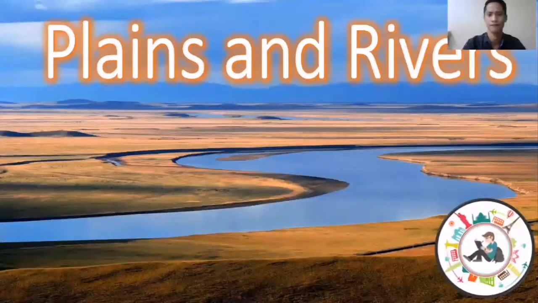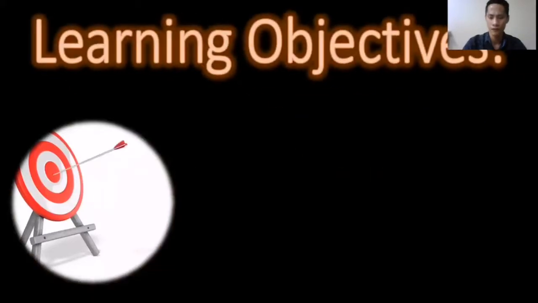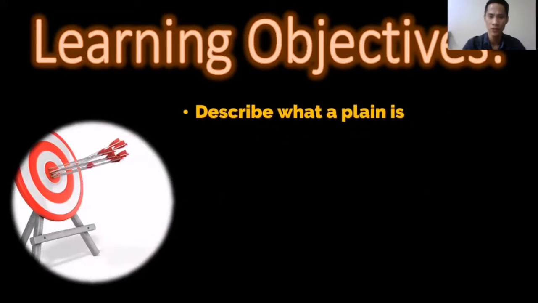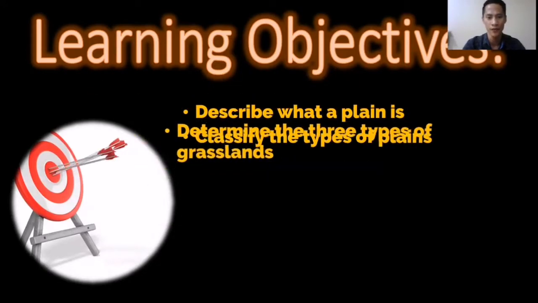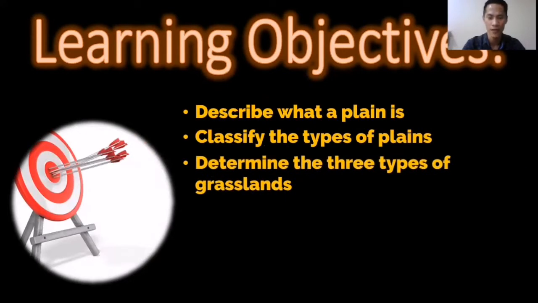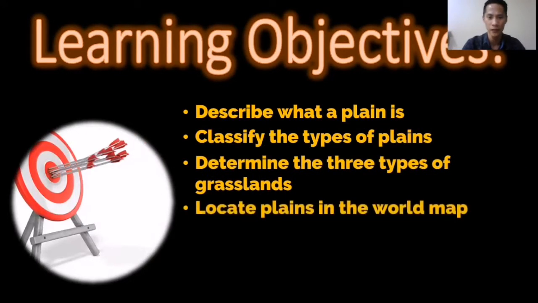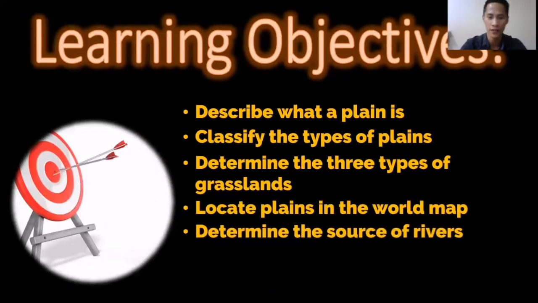Today's lesson is all about plains and rivers. Of course, we need to discuss the objective of this lesson. In this lesson, we will find out or describe what a plain is. We'll classify the types of plains. And of course, to determine the 3 types of grassland. And the 4th one is to locate plains in the world map. And lastly is to determine the source of rivers.